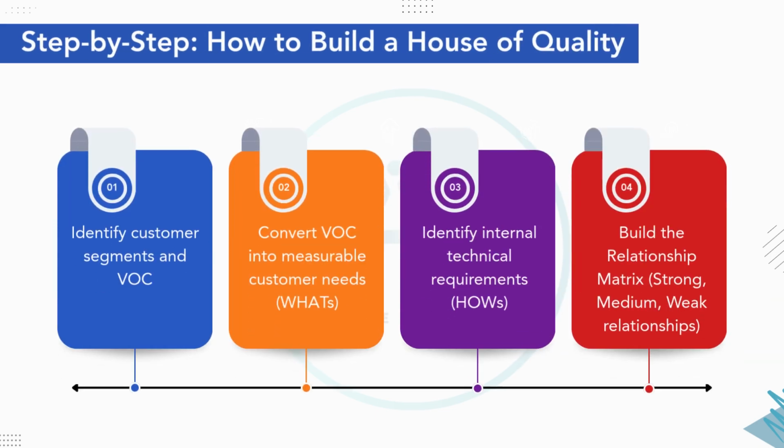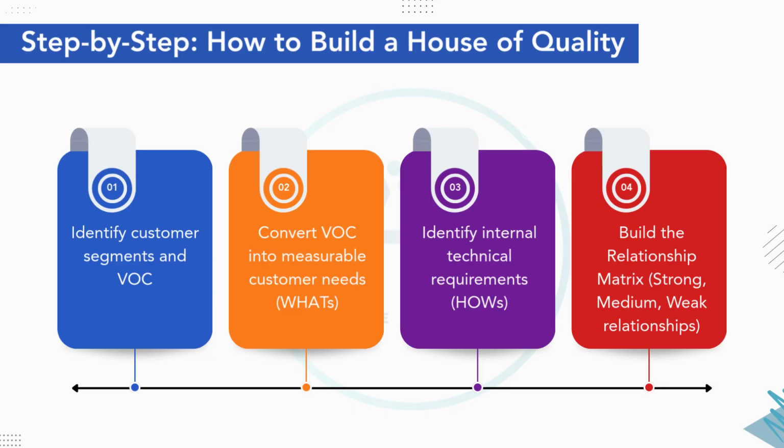Now let's understand how to actually build a house of quality step by step. Step 1. Identify customer segments and VOC. The first step is to determine who your customers are and collect their voice of customer, VOC. This can be done through surveys, interviews, feedback, etc.